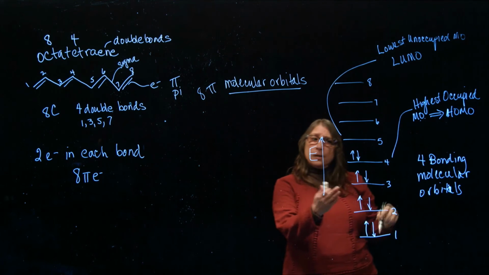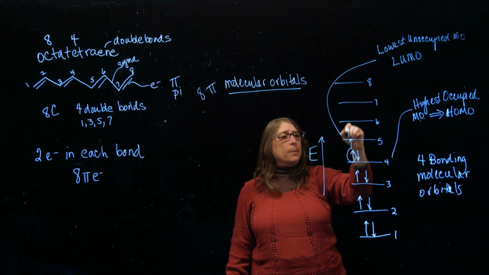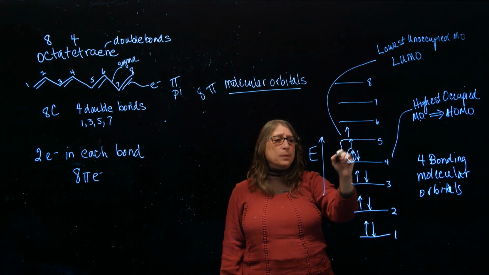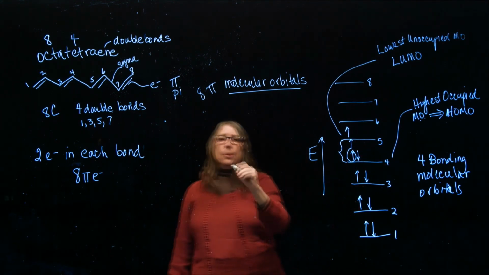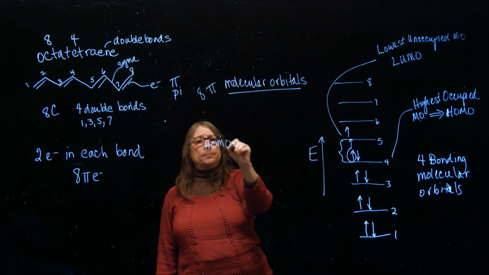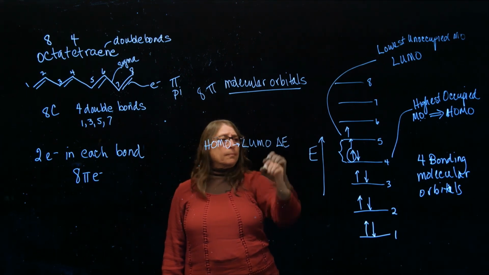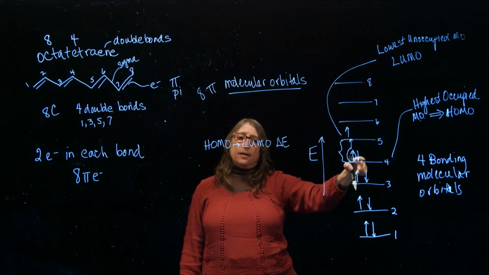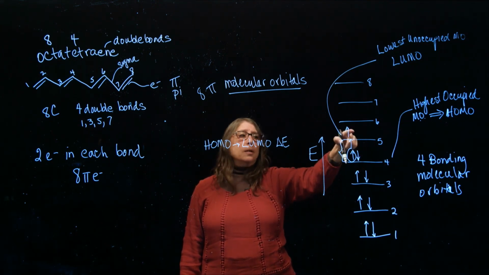So if I put some energy in here and take one of these 2 electrons and promote it up to the next level, the energy that's required depends explicitly on the energy difference between levels 4 and 5. And so we refer to that as the HOMO-LUMO energy difference. And then this gives us some idea about the wavelength of light that is required to take one of these electrons and promote it from the HOMO up into the LUMO.